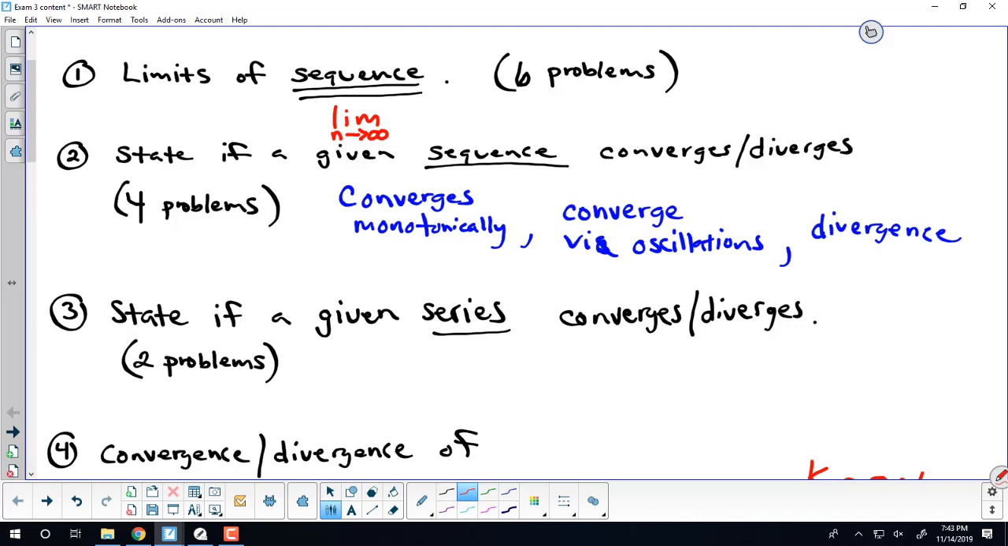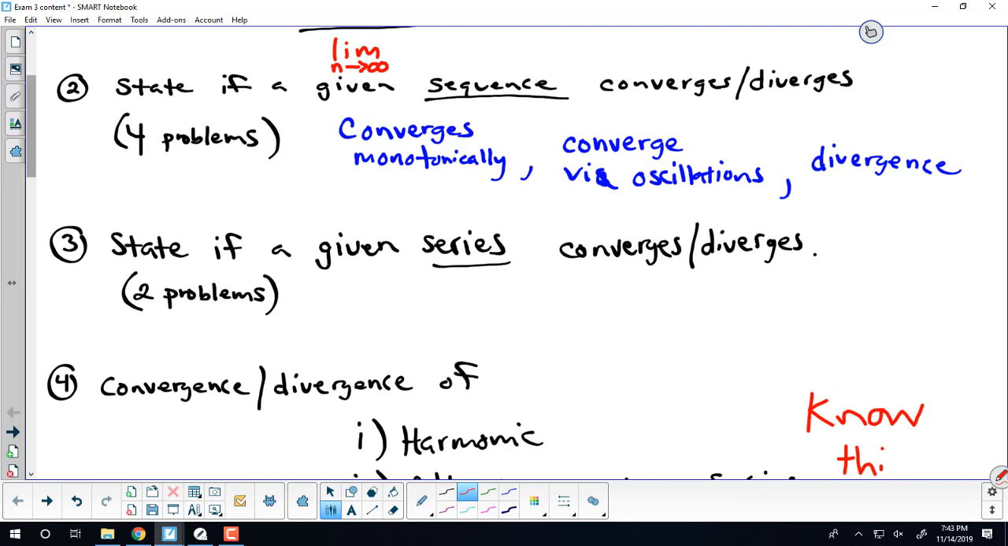So the limit at infinity, state if a given sequence converges or diverges. 4 of those problems, same thing. You just compute the limit at infinity. Whatever you get, if it's not infinity, then the sequence converges to that number. You should be familiar with the concepts of converging monotonically, via oscillations, or whether it diverges.